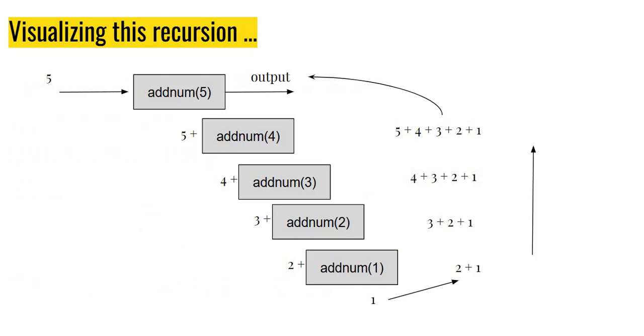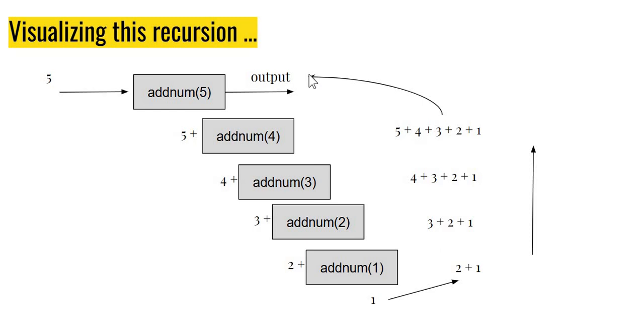So if I were to visualize this in a recursive manner, if I have a function add num, I input to it 5. All I'm saying is that, look, I need to do 5 plus add num 4, because that's exactly what I want to do. And I keep going down until I reach the base case, and then I traverse upwards. So base case returns me 1. I do 2 plus 1. I return that to this function. So it becomes 3 plus 2 plus 1, 4 plus 3 plus 2 plus 1. And then I have 5 plus 4 plus 3 plus 2 plus 1. And that becomes my output.